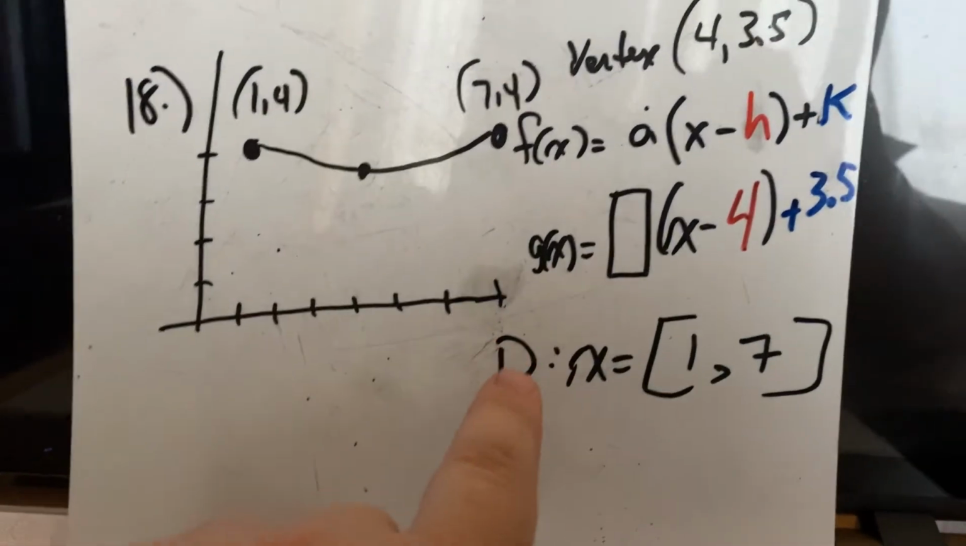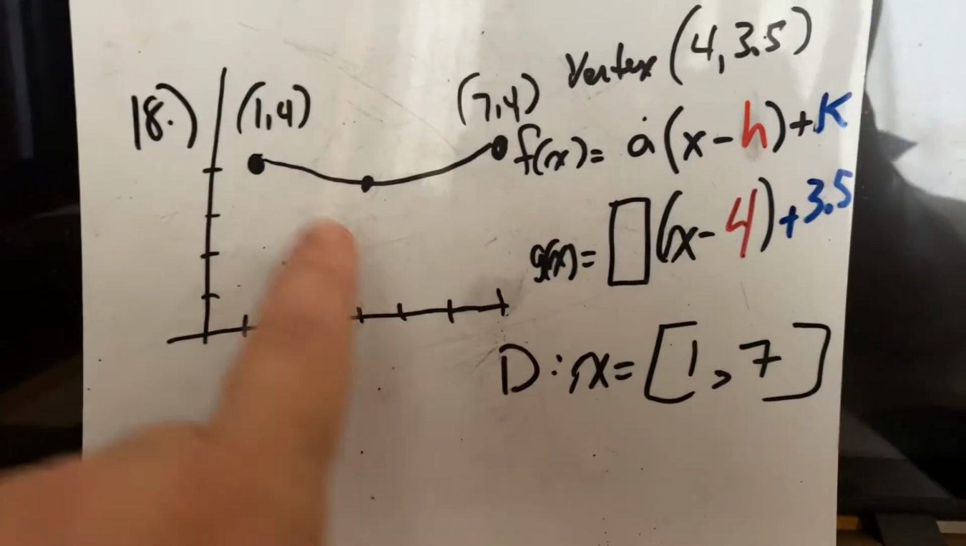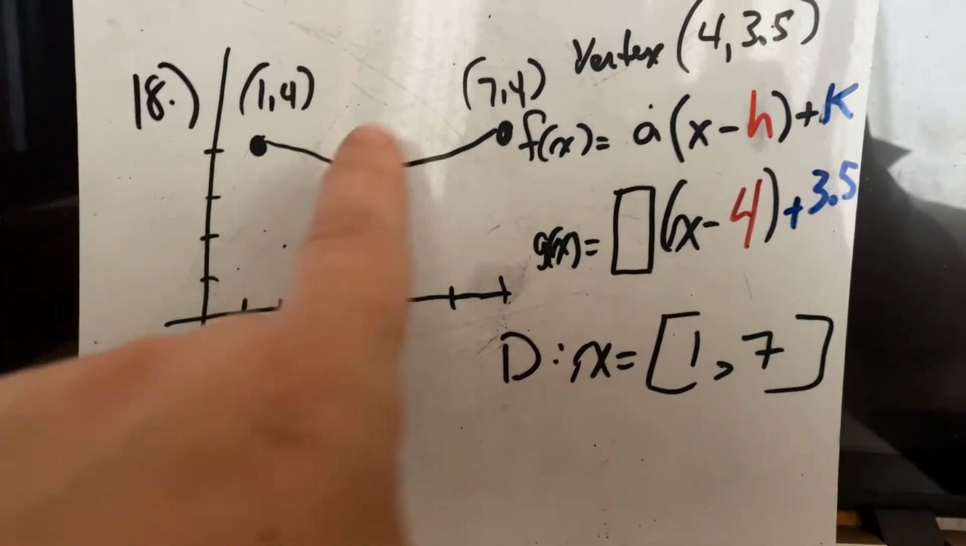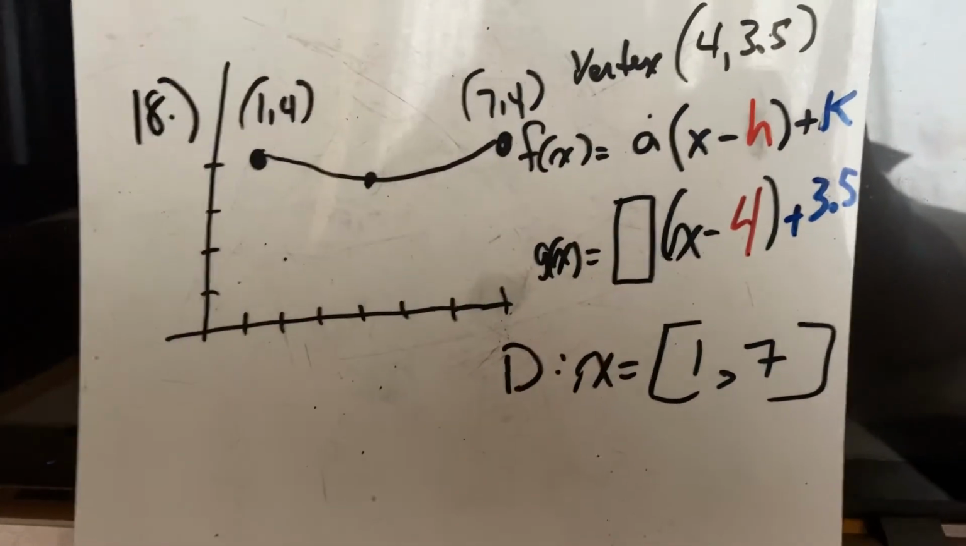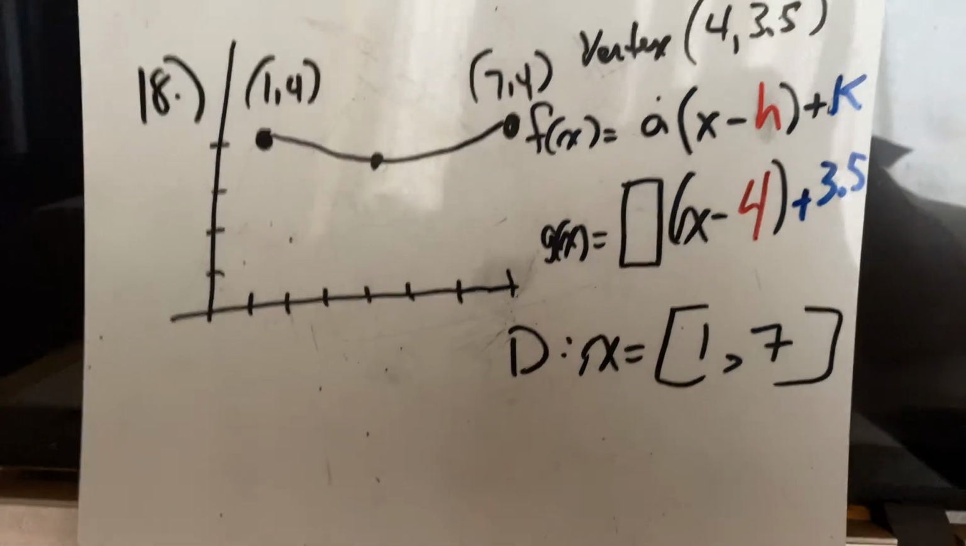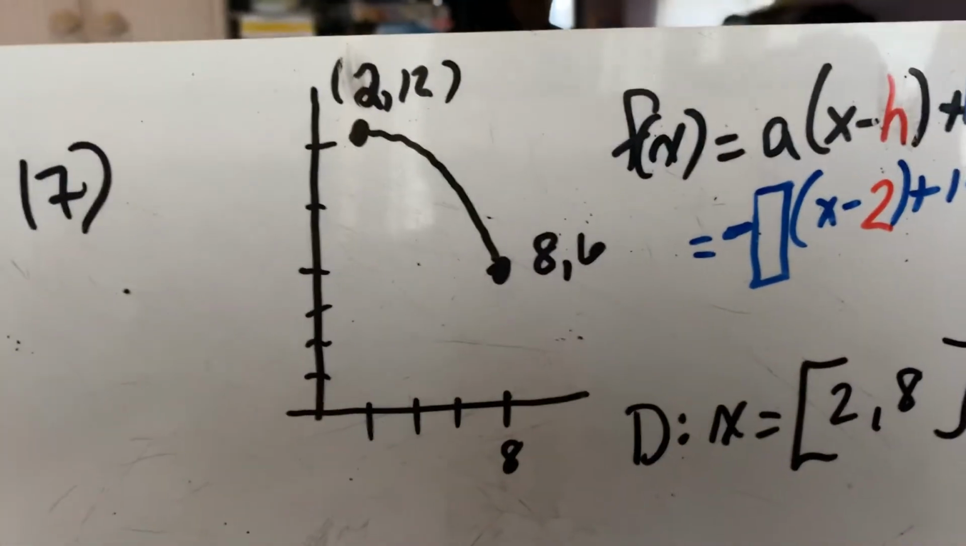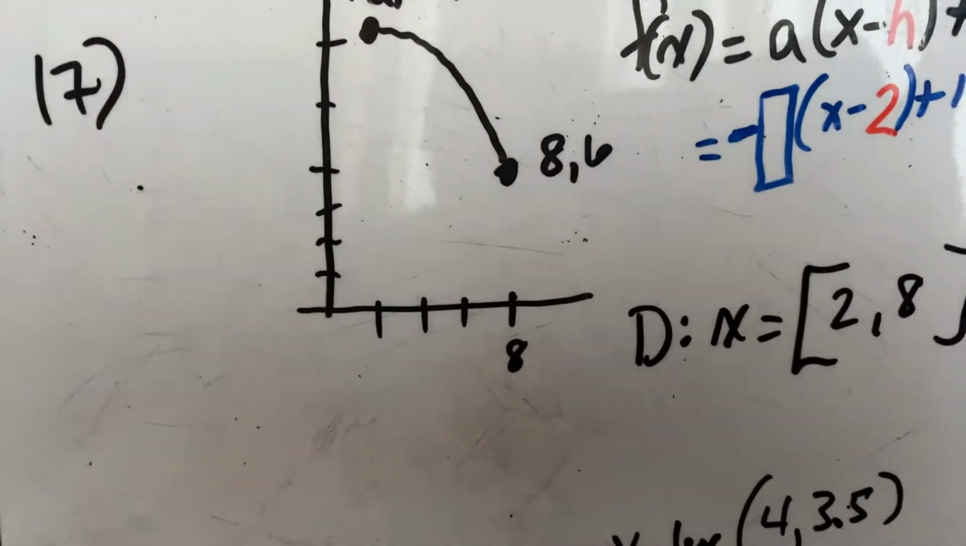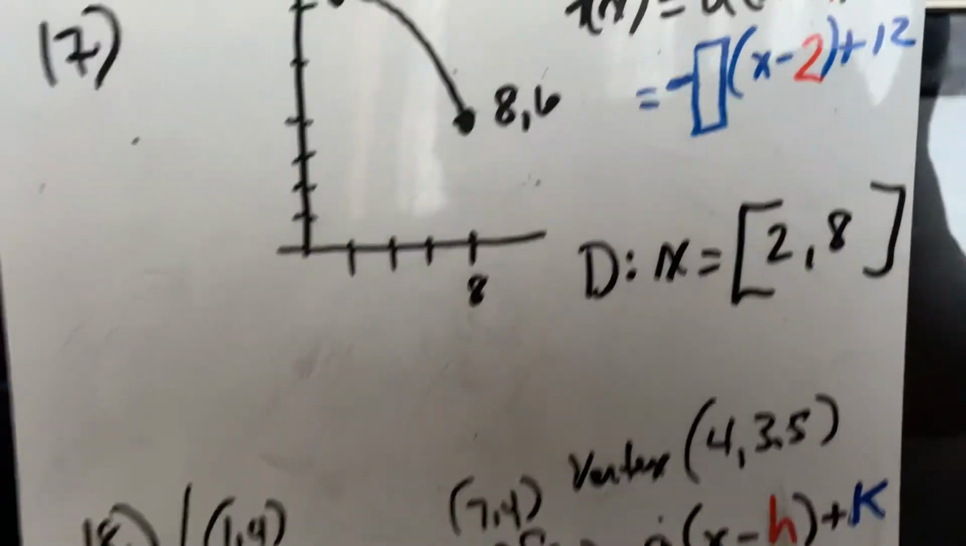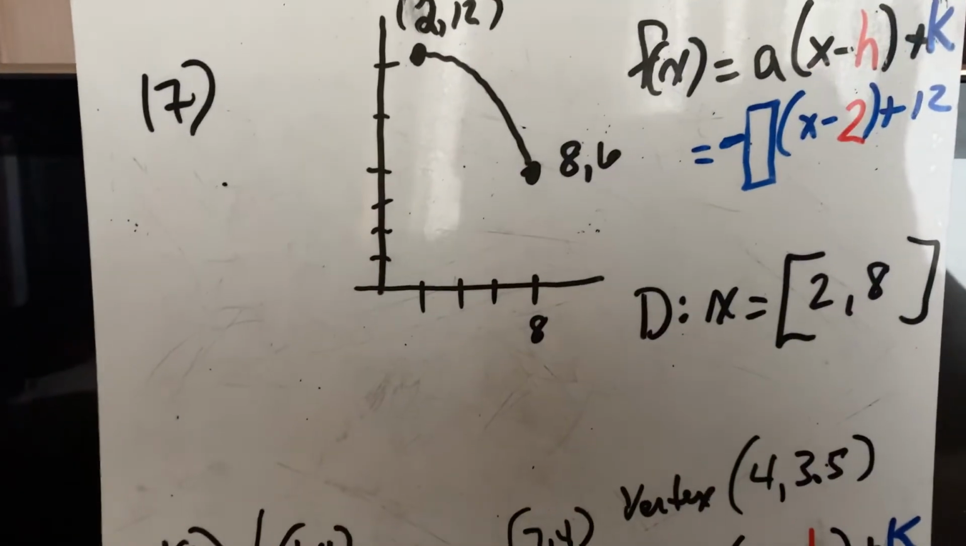They also ask you for the domain. The domain are the allowable x values. X goes from 1 to 7. They do not ask you for the range, so just worry about the domain. Going back up to number 17, I apologize. That one also asks for the domain. And so the domain goes from 2 to 8.